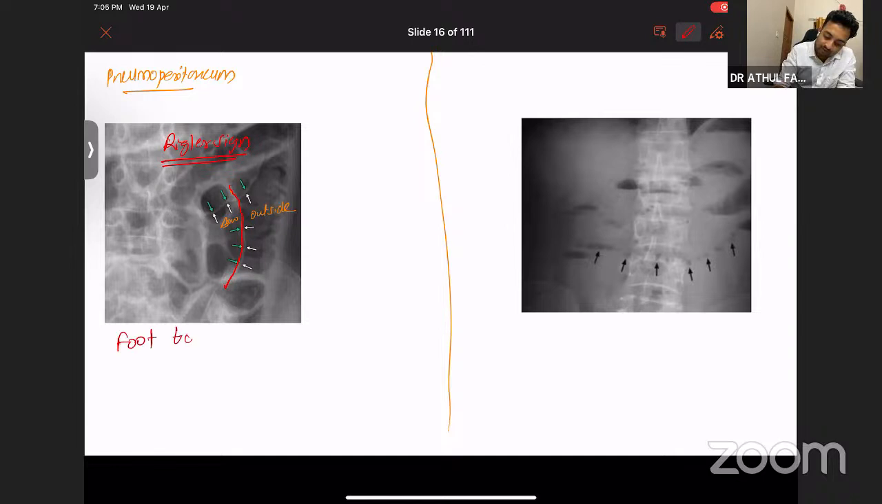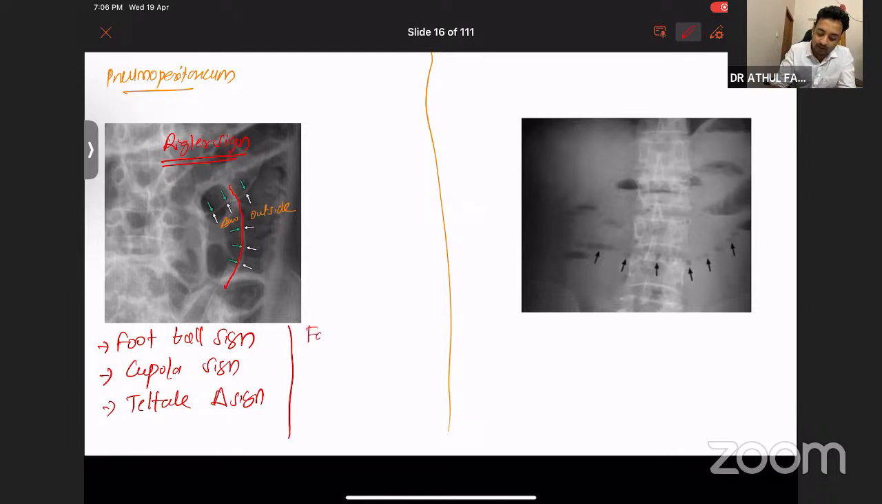You should know about the football sign. All the named signs are important for pneumoperitoneum: cupola sign, telltale triangle sign. This free air will outline the ligaments, so there will be falciform ligament sign, urachus sign, inverted V sign. So there are multiple signs for pneumoperitoneum. At least remember some of the signs so that you get the question correct.